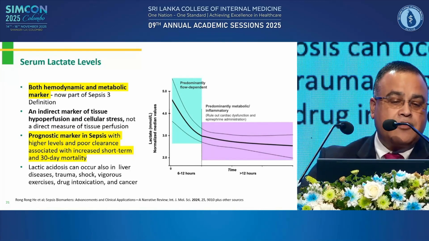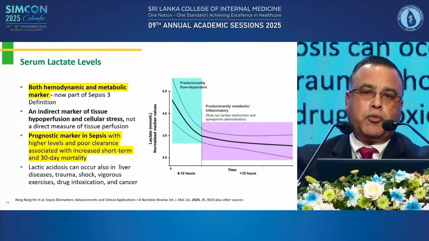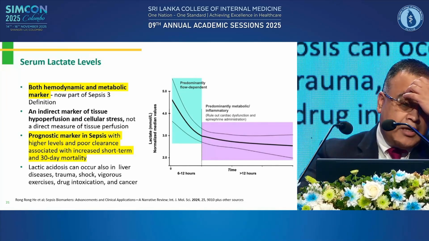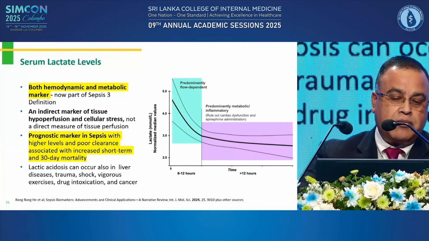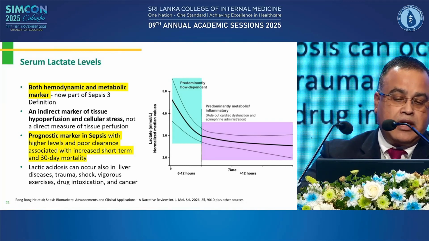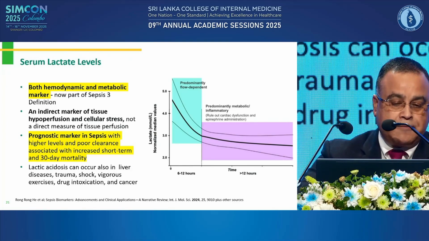It's an indirect marker for tissue hypoperfusion and cellular stress, and it's not a direct measure of tissue perfusion. It's very, very important. We think that it's tissue hypoxia and the blood lactate. That's not true. It can be used as a prognostic marker in sepsis if you have very, very high levels and a poor clearance.